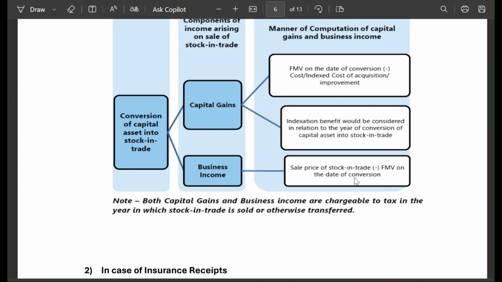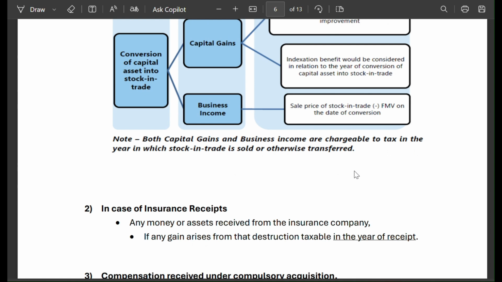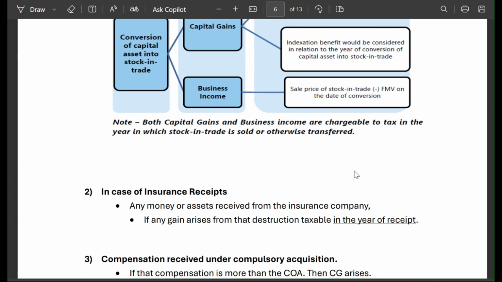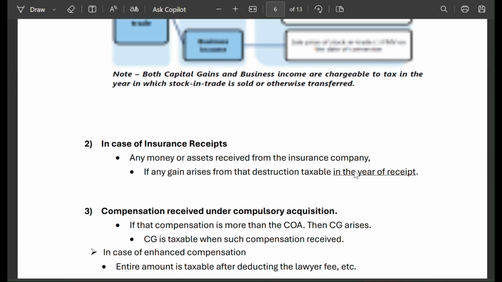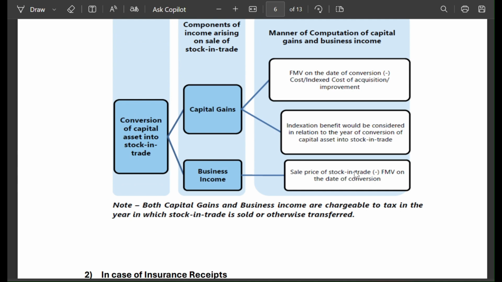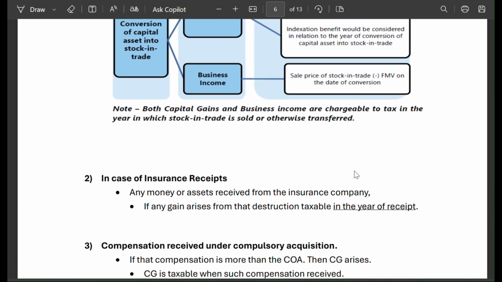For the benefit of indexation, you compute the holding period from the date of acquisition to the date of conversion of that asset, that is the 10th December 2024. What is the indexation value for that year? Both the capital gain and business income are chargeable at the time when that stock in trade is sold to the final consumer. This is section 45 subsection 2. You don't need to remember the sections.